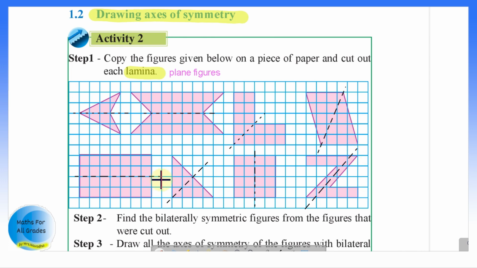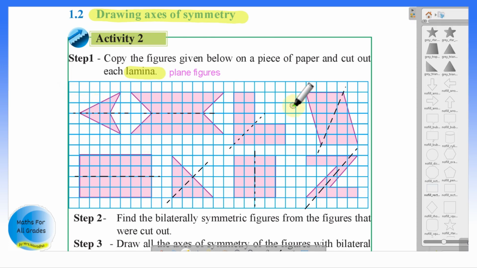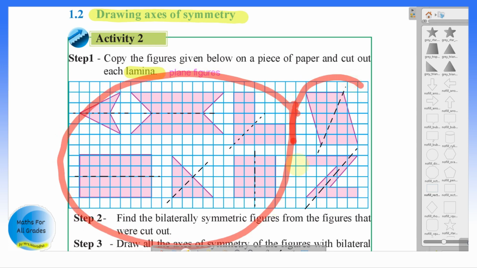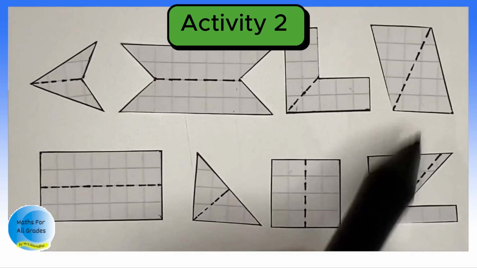But just from that, we can't decide that all these figures are symmetrical. We have to check whether these parts are going to coincide or not. Since we are only guessing here, I think these six figures are symmetrical and these two are not. Let's find out. I'll leave these two figures for the end.